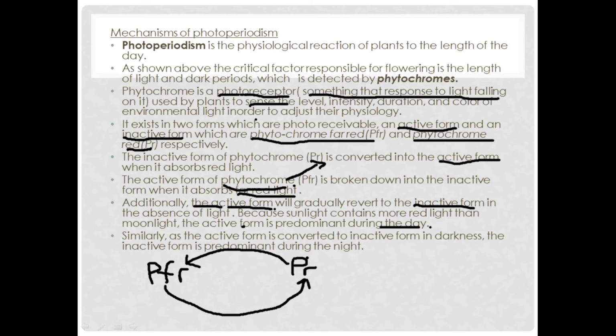And phytochrome red is converted to the active form, phytochrome far red, during the day when red light is present. And phytochrome far red is converted to the inactive form, that is phytochrome red, during the night. So a plant will have more of phytochrome far red during the day and more of phytochrome red during the night.